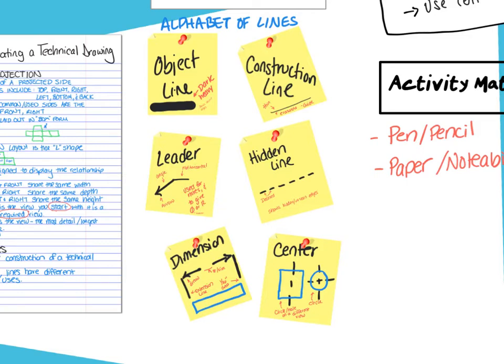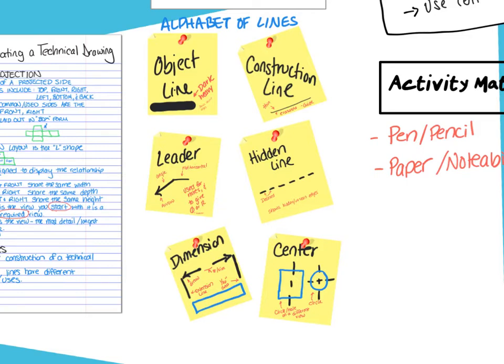A leader is an angled line attached to a flat horizontal line, and the arrow is used to point the user or the reader to the information. It's used for annotations or notes for the viewer, as well as to indicate the diameter or the radius of a round cylindrical object. A hidden line is usually dashed. That is to show what you cannot see. And then we are going to be going over dimension lines and center lines.